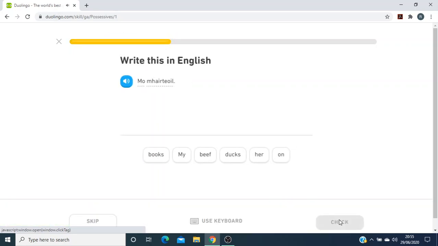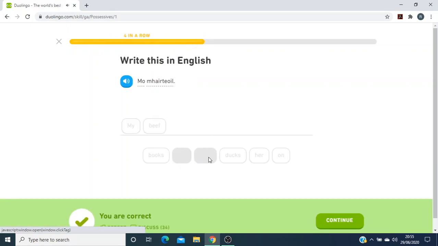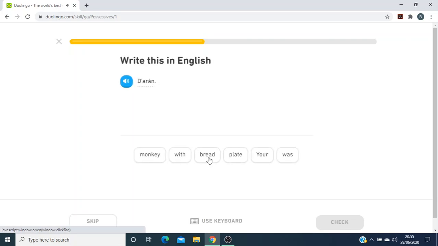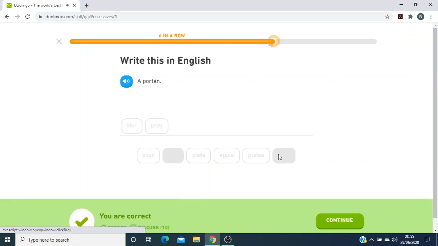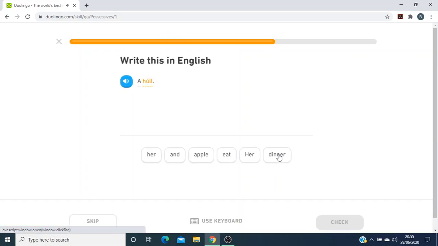Mo mhairteoil. That's my beef. Do bhairteoil. Do arán, that's your bread. A phortán. That's her crab. A húll, her apple. Yeah, it would be ull, but with the h when it refers to a her.